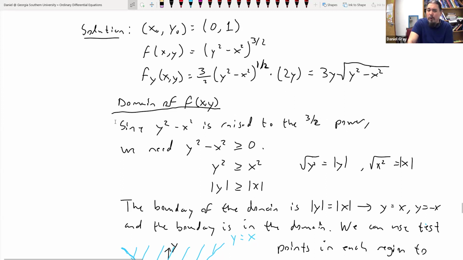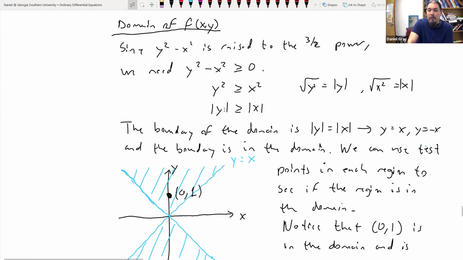So since we're taking the square root of y squared minus x squared, that means we need y squared minus x squared to be greater than or equal to 0. That's the same thing as saying that y squared is greater than or equal to x squared, which is the same thing as saying that the absolute value of y has to be greater than the absolute value of x.